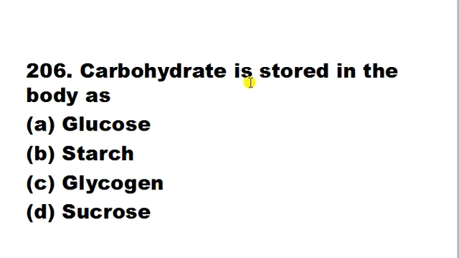Carbohydrate is stored in the body as A. Glucose, B. Starch, C. Glycogen, D. Sucrose. Its correct answer is C. That means glycogen. Extra carbohydrate in our body can be stored in the form of glycogen. So here the correct answer is C. If we talk about plants, then they store extra carbohydrate in the form of starch. So starch is the storage form in plants, and glycogen is the stored form of energy in the human body. So here C is correct.